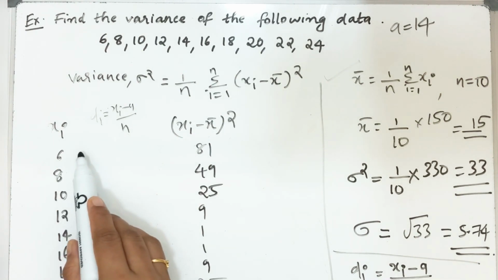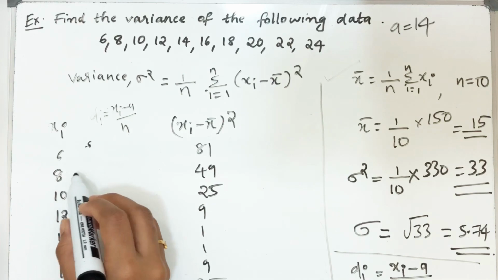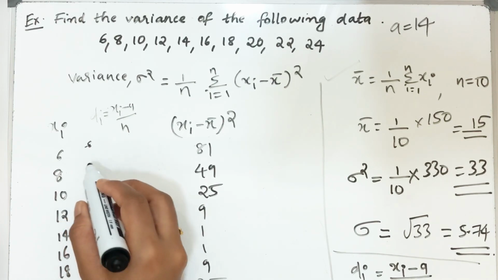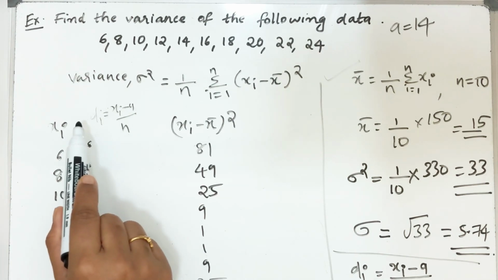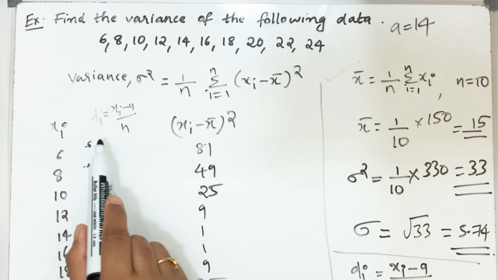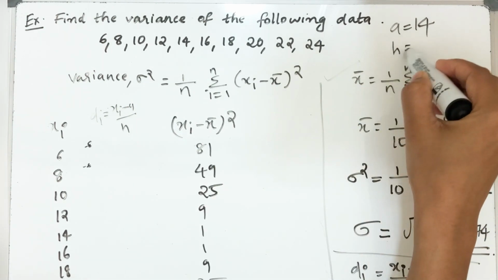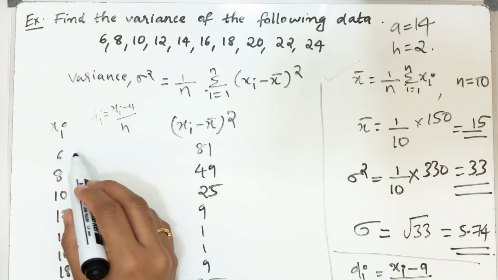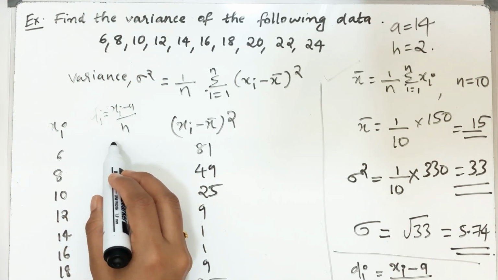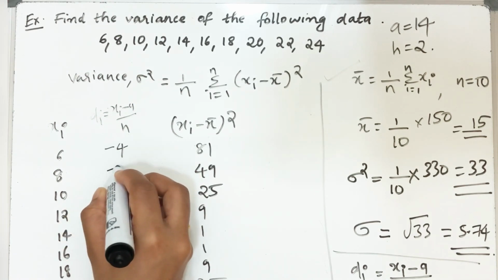So xi minus a: 6 minus 14, that is minus 8. Here 8 minus 14, that is minus 6. You can add one more column like xi minus a. You will find that 2 is a common factor, so we can take h equal to 2. Then you can write di. 6 minus 14 divided by 2, that is minus 8 by 2, minus 4. Here minus 3.